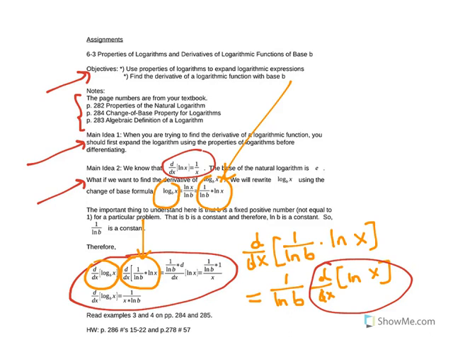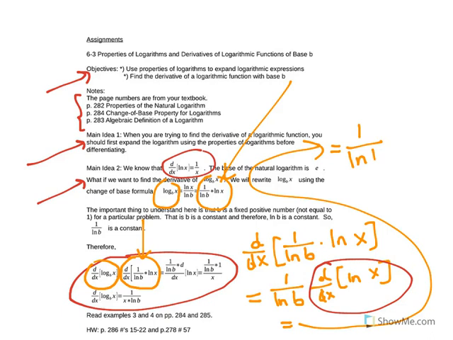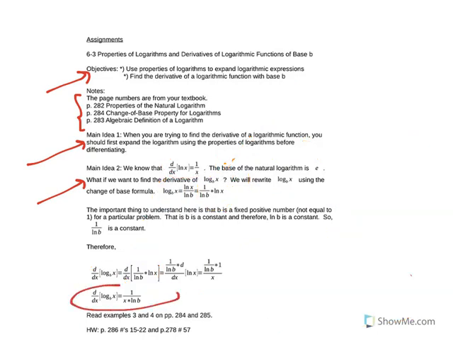And so the final answer is, let me write the final answer up here so you can see it a little bit better. The derivative with respect to x of log base b of x is equal to 1 over natural log of b times the derivative of natural log of x, which is 1 over x. So when you multiply the two fractions, we get 1 over, 1 times 1 is 1, and natural log of b times x is x times the natural log of b. That's what we have here.